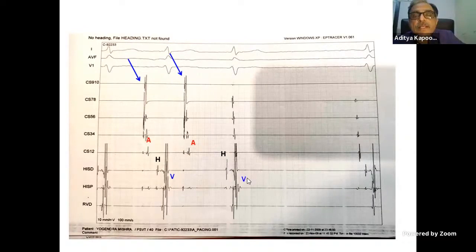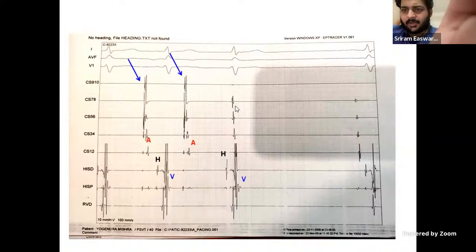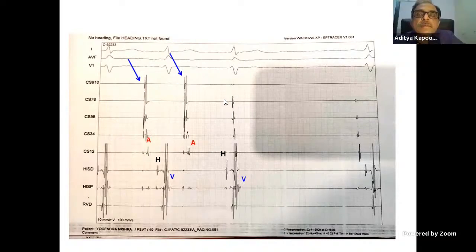What else is happening? Is anything extra happening after this V, as opposed to the previous tracing? Is this V generating something else as well? So there is a small His which is there in the proximal His. What is this?